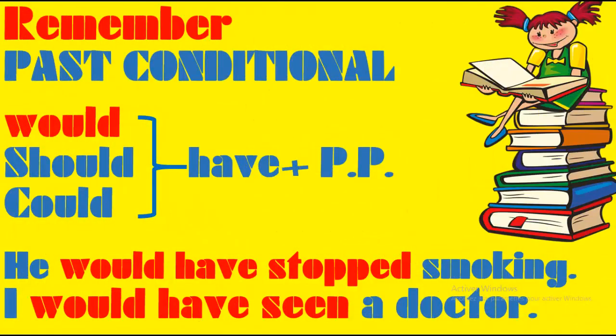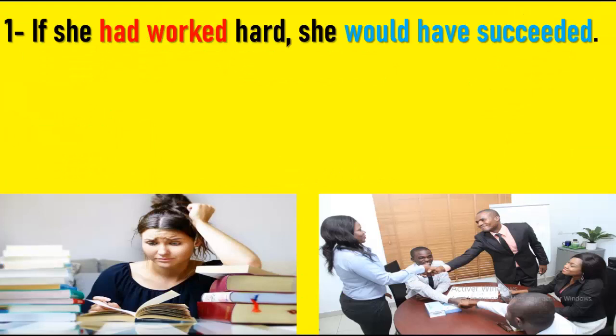Remember, the past conditional is formed by using the auxiliary would, should, or could, plus have, plus the past participle. To stop: would have stopped. To see: would have seen. To be: would have been. To play: would have played.